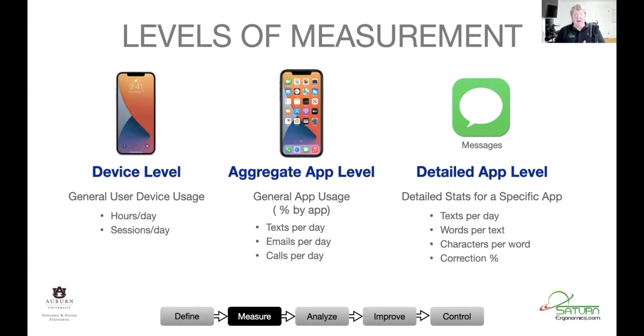Okay, if we look at the different levels of measurement, you could measure activity on a smartphone at the device level. You could look at hours a day, or your number of sessions a day. You could look at the aggregate level, the percentage of time you use different apps, like number of texts and email counts per day, things of that nature. You could also look at the detailed level. For example, within your messages app, the number of texts, number of words per text, characters per word, that sort of thing.